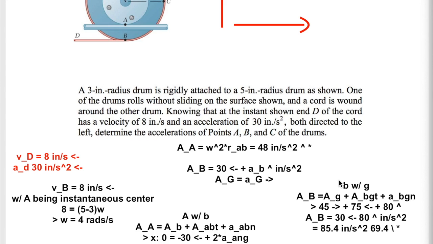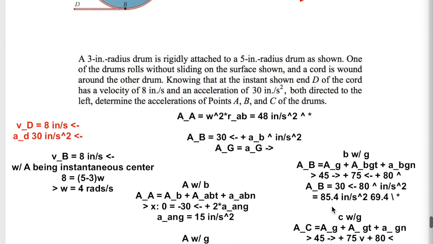Now we are going to look at B with respect to G. We set up our equation for B: the acceleration of G, plus the tangent component of B to G, plus the normal component of B to G. Plugging in our values, we find that the acceleration at B is 85.4 inches per second squared at 69.4 degrees.